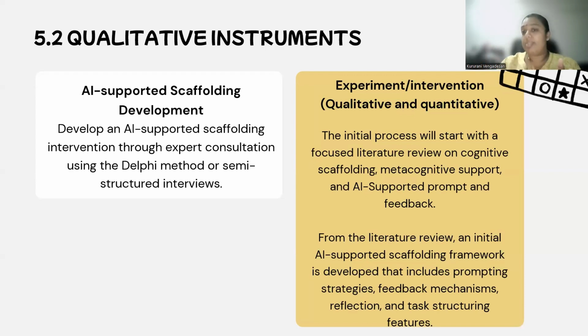So then for the experiment and intervention, we will combine qualitative and quantitative methods, where the initial process will start with a focused literature review of cognitive scaffolding, metacognitive support, and AI-supported prompts and feedback. From the literature, we will create an AI-supported scaffolding framework, including prompting strategies, feedback mechanisms, reflection, and task structuring features. We will give that to the students. We will have a pre-test and post-test, and then do the analysis to find out how these AI-supported scaffolding strategies mediate between AI literacy and AI tool use in enhancing cognitive skills among the students.